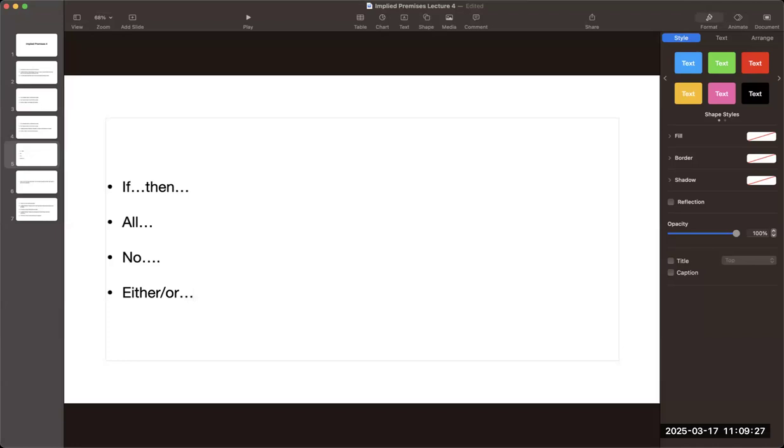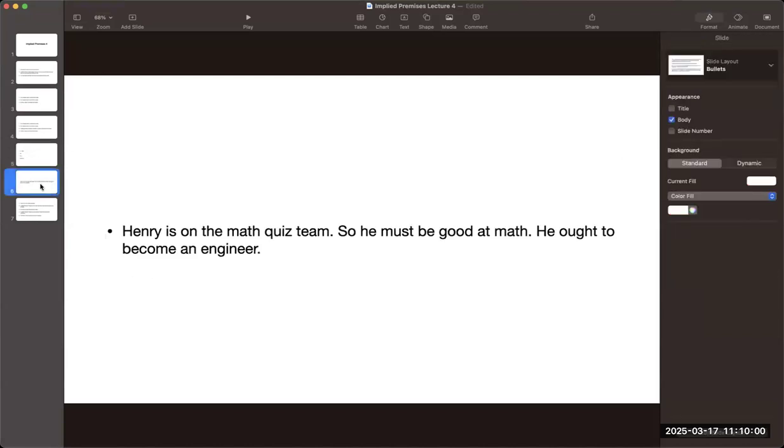It wasn't committed in the library, so it was committed in the greenhouse. Either it was the greenhouse or the library, right? These are very common ways to fill in missing premises. Sometimes it'll just be a statement of fact, but a lot of times it'll be if-then statements or either-or statements. So if you're wondering how to fill in, I think if-then, all, no, either-or are often good starting points. We'll talk a lot more about the logic of these statements when we get to formal logic.